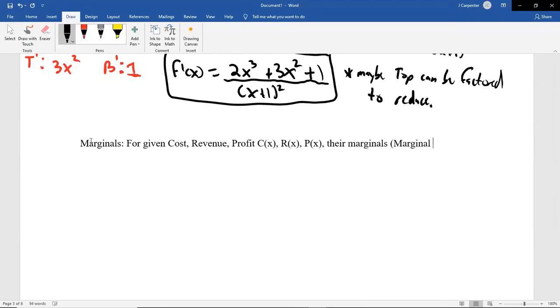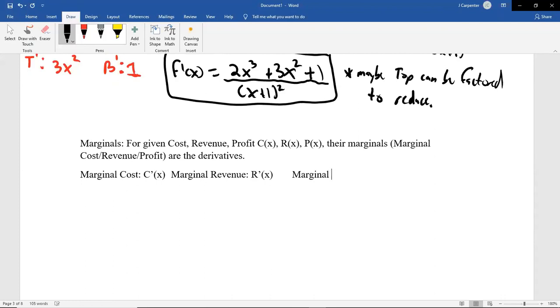which are marginal cost, revenue, profit, are the derivatives. Marginal cost is C prime of x. Marginal revenue, R prime of x. And marginal profit is P prime of x.